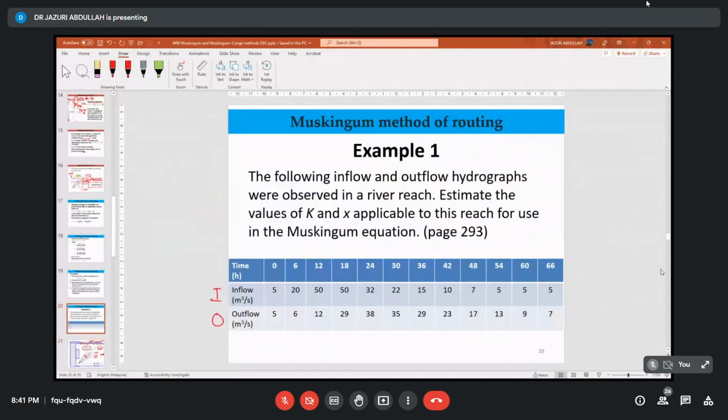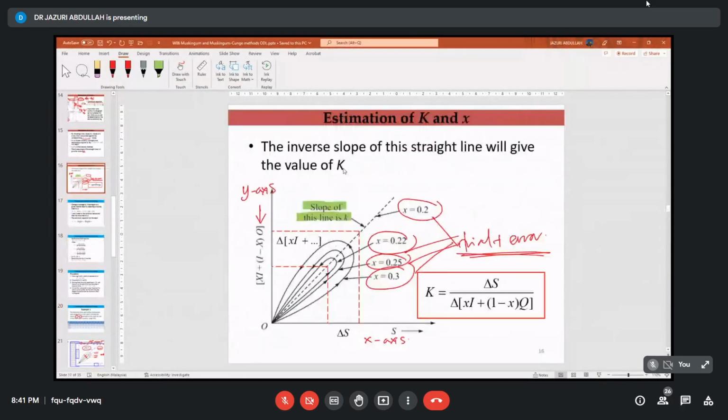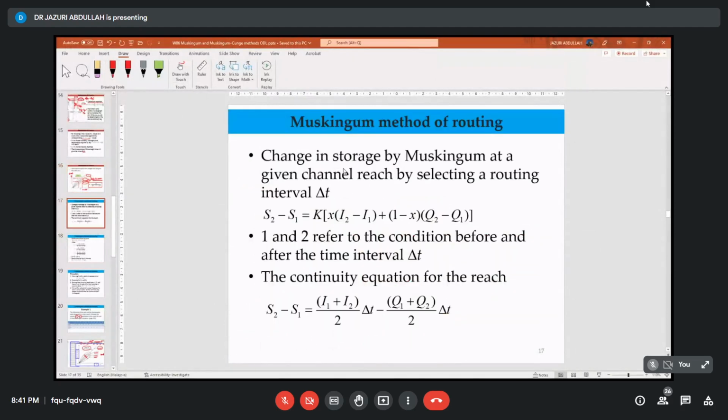So based on this example, you have to estimate what is the k value and what is the x value. That is one. Basically this is the first part of the calculation that you have to do, and on the second part, the calculation that you have to do is to determine the storage.